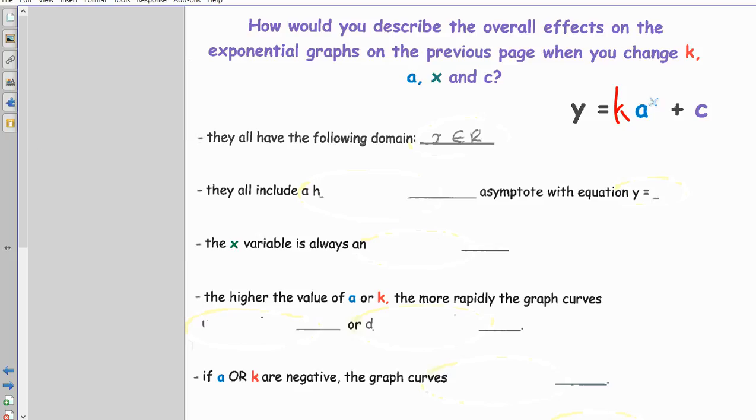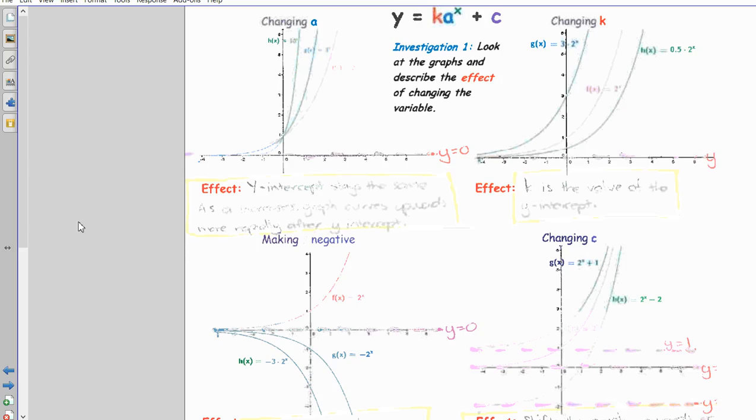They all have a horizontal asymptote with the equation y = c. What do I mean by that? Asymptotes are parts of the graph where it's not allowed to live. On your graphs, you might want to draw in these asymptotes. These graphs continue on infinitely this way and never cross the x-axis. So you put in a dot, dot, dot on your x-axis, and that's your asymptote, y = 0, horizontal asymptote.